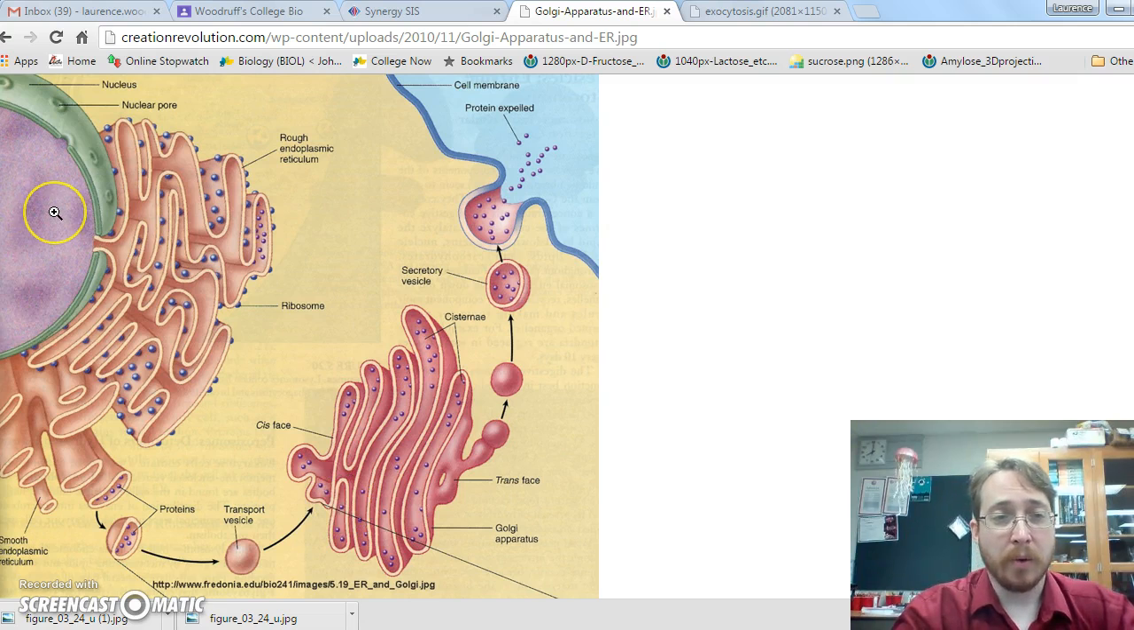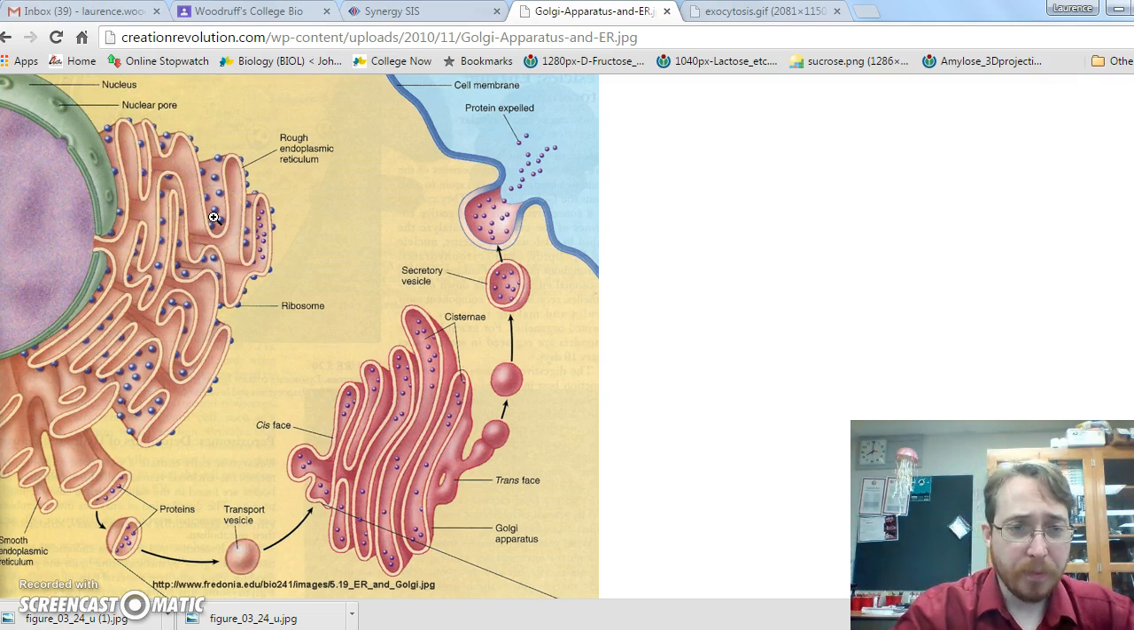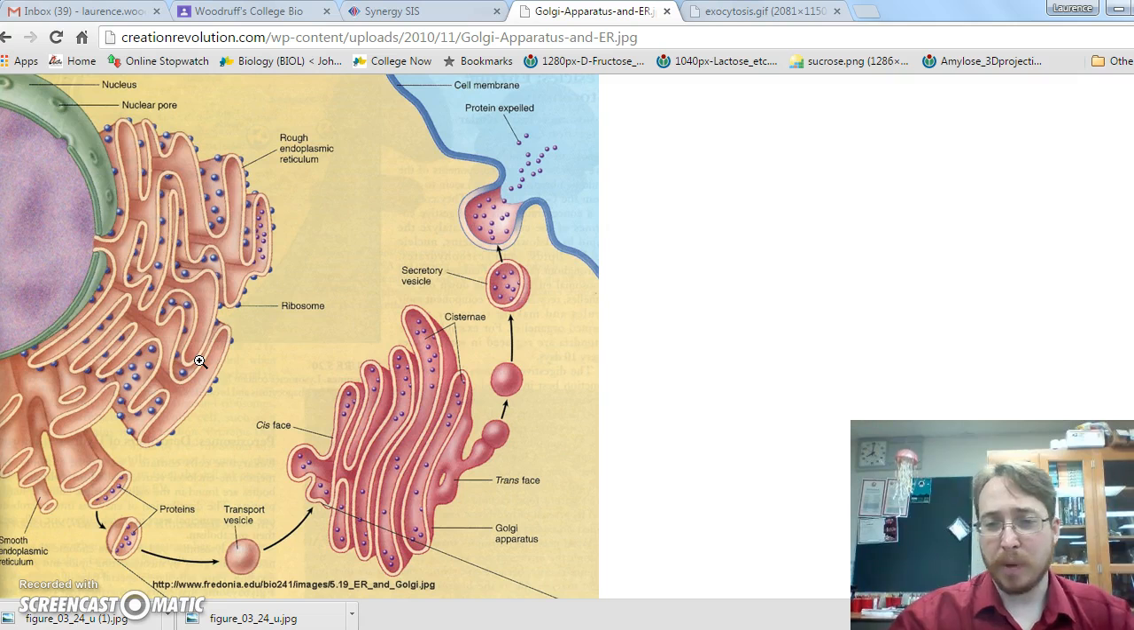Basically, we've got our chromosomes and our nucleus that get copied into mRNA, and that mRNA is taken out of a nuclear pore, and then eventually gets to a ribosome. So in this model, the ribosomes are the little purple dots, and they are connected to the endoplasmic reticulum in this case. That's not always the case, but since we're about shipping and receiving, we're going to involve the endoplasmic reticulum.